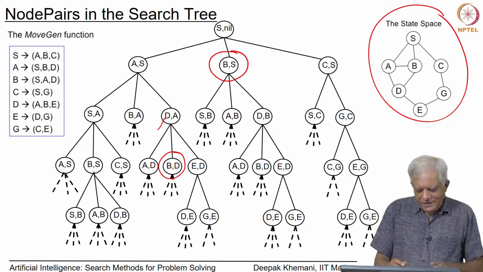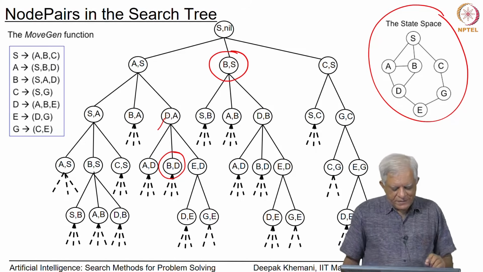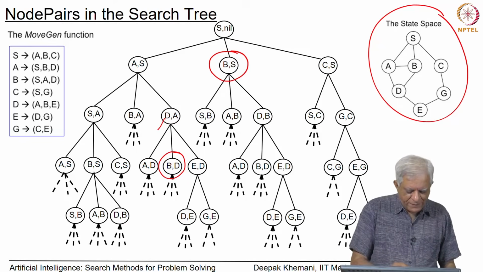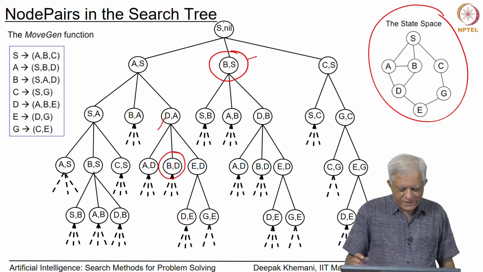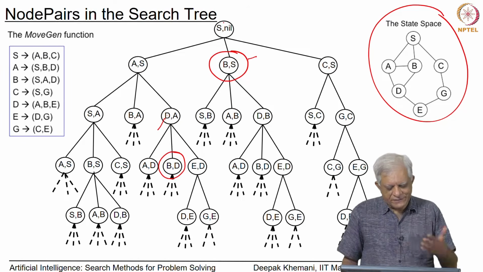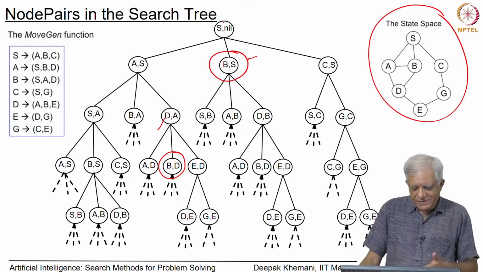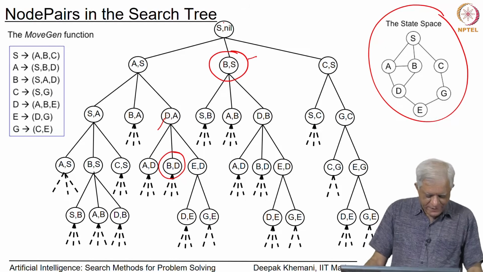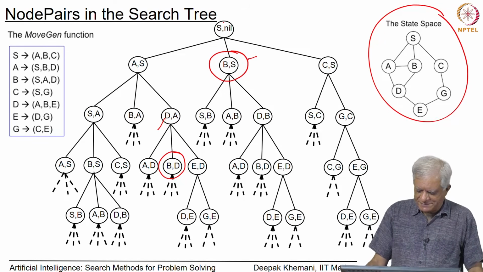So, we know that if we are at B, we can ask where we came from. If we are at this B, then we came from D. If we are at this B, then we came from S. Once we have this information, we can reconstruct the path. So, let us see how that happens.